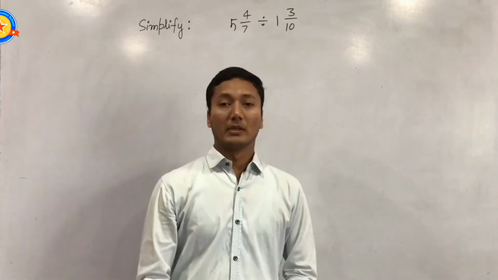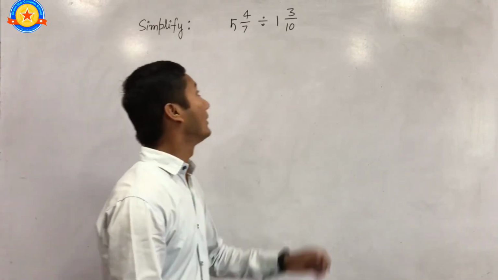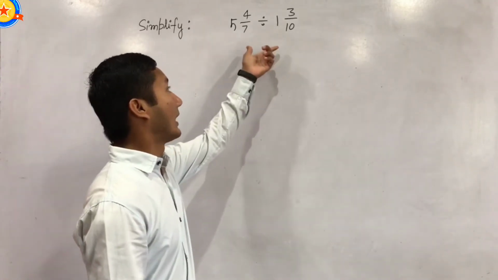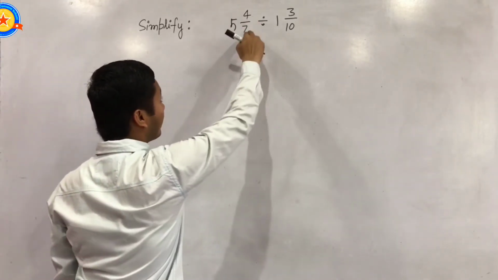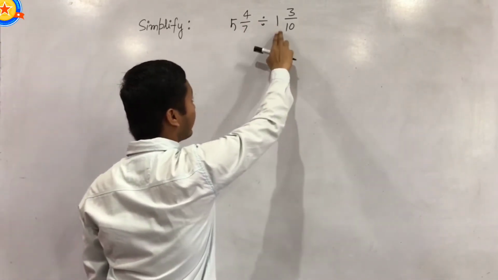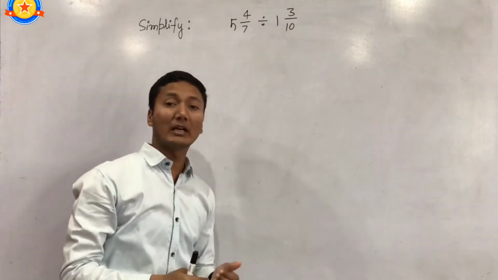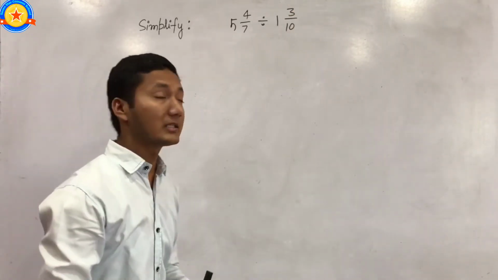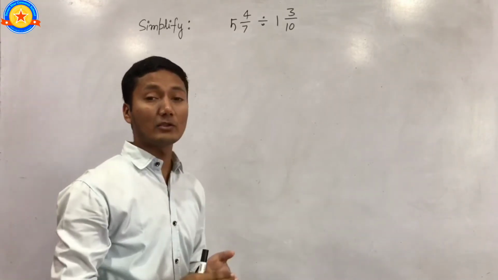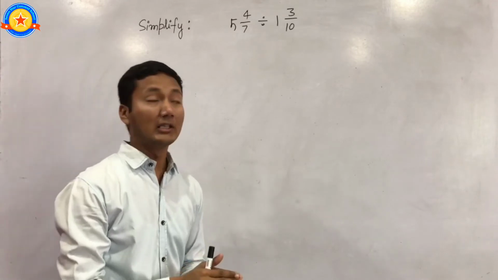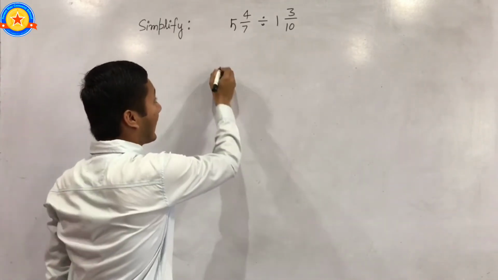Okay. Students, now we have our next question, which is division of mixed numerals. Now let's see the question. The question is 5 whole 4 by 7 divided by 1 whole 3 by 10. While we are going to solve the division of mixed numerals, we have to first make the mixed numerals into fractions. First of all, we convert the mixed numerals into fractions. Let's see how it becomes.